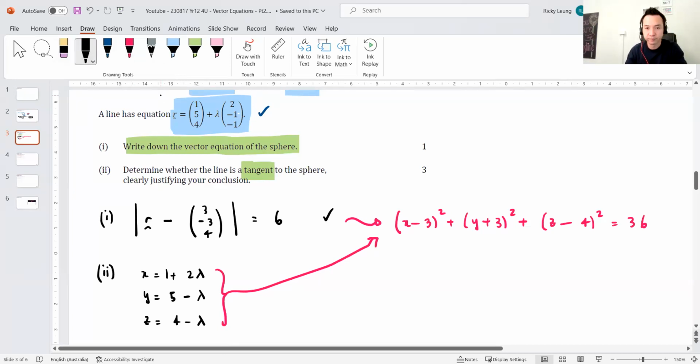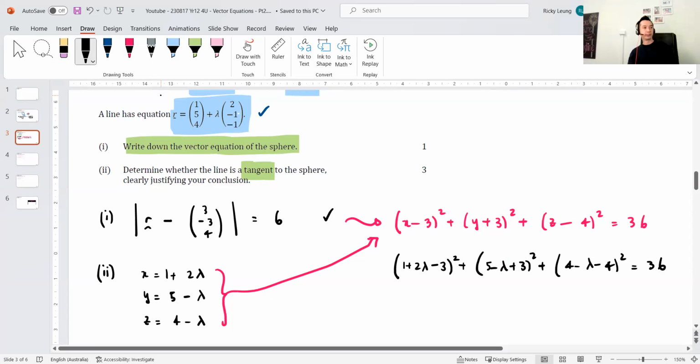And I get 1 plus 2 lambda minus 2 squared, okay, this one's not as clean as the last question, right? Plus 5 minus lambda plus 3 squared plus 4 minus lambda minus 4 squared. Yeah, let's see what we get. We get 2 lambda minus 2. What's that? Is that 8? Jesus, okay. 8 minus lambda squared. The 4's go away in this one, that's nice. That's just lambda squared.